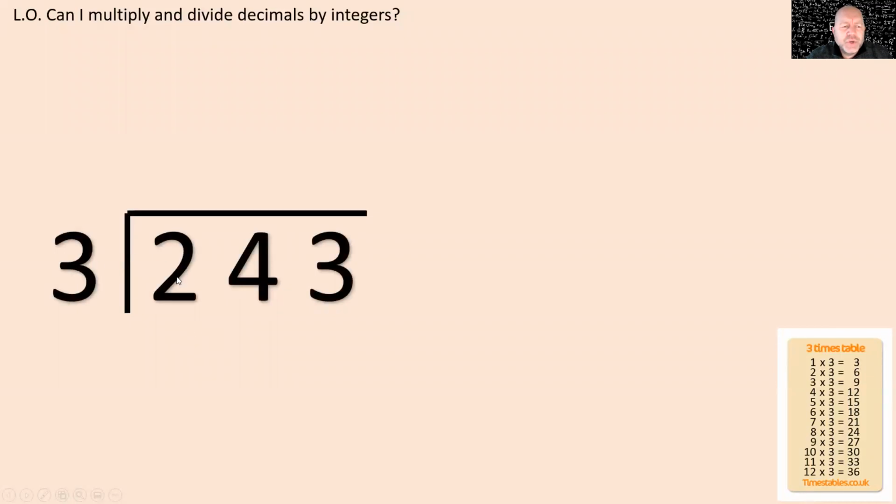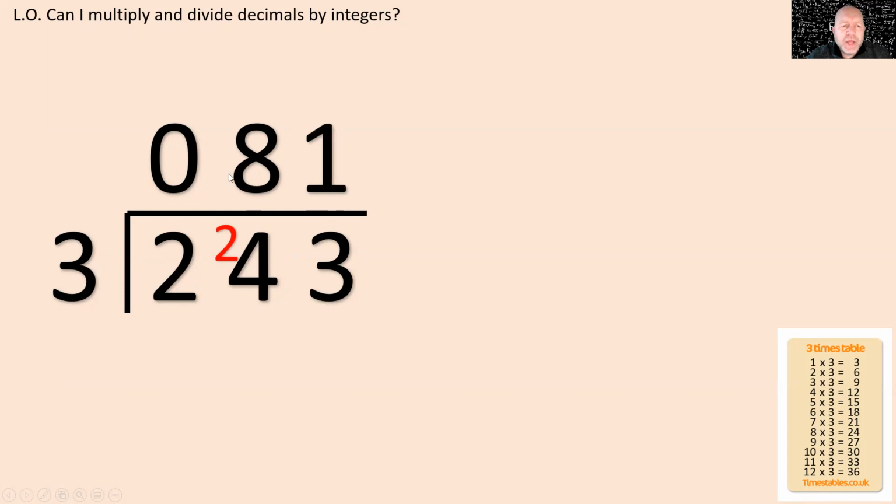How many 3's in 2? Well, there aren't any. So I'm going to put a 0 in there as a placeholder just to remind me of where to place my other numbers. Now we've not used this 2, so the 2 gets carried into the next column. So we've now got how many 3's are in 24. How many 3's in 24? Well, there's 8. And then how many 3's in 3?